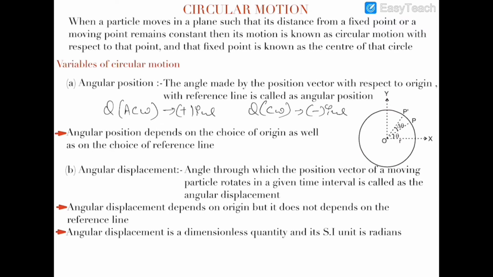Now this angular displacement is a dimensionless quantity. It does not have any dimension, and it is a rare quantity which has no dimension but has a unit, which is radians. Its unit is radians.